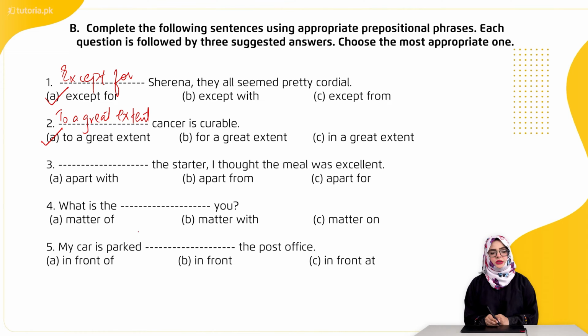Third is dash the starter. I thought the meal was excellent. Apart from the starter. This is option B. Fourth is what is the dash you? Matter of, matter with, matter on. It would be option B. What is the matter with you? Fifth is my car is parked dash the post office. My car is parked in front of the post office. It would be option A.